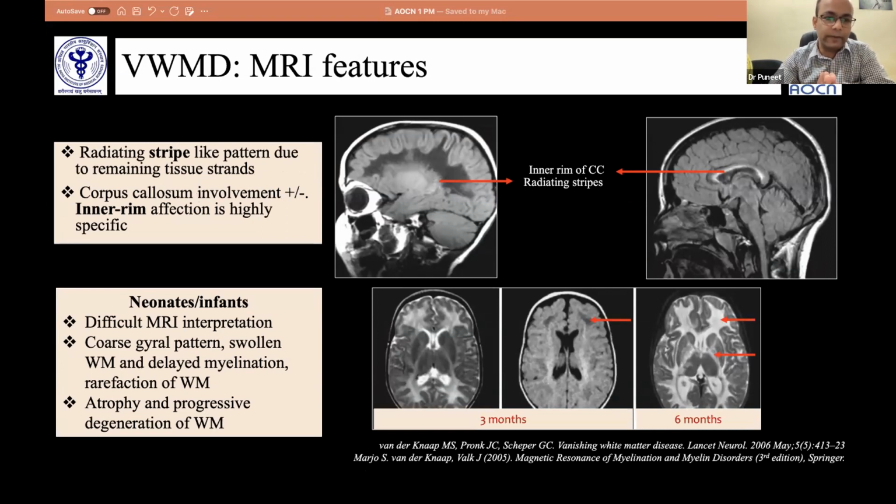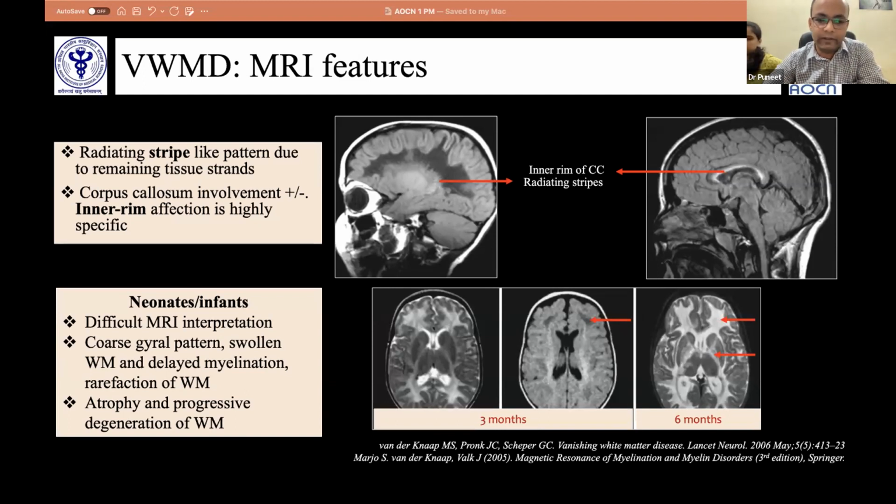So corpus callosum involvement may not always be there in vanishing white matter disease. But if it is there and we find an inner rim of involvement of the corpus callosum, this finding is not very sensitive, but if it is there, it is very highly suggestive of vanishing white matter disease.